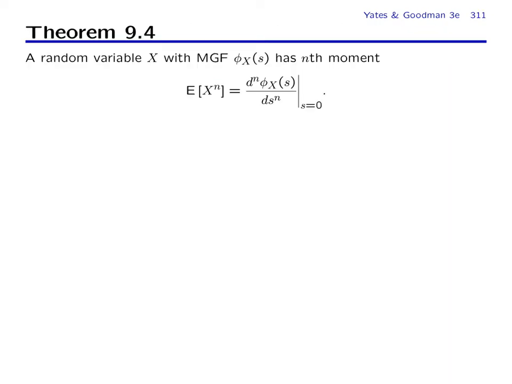So the moment generating function has its name because it enables you to calculate moments of a random variable. Specifically, you can calculate the nth moment by taking n derivatives of the moment generating function and then setting s equal to 0. To get a feeling for this, let's start with the case where n equals 0. On the left side, we have E of X to the power 0, and on the right side, we have the 0th derivative of the moment generating function, d^0/ds^0, evaluated at s equals 0.